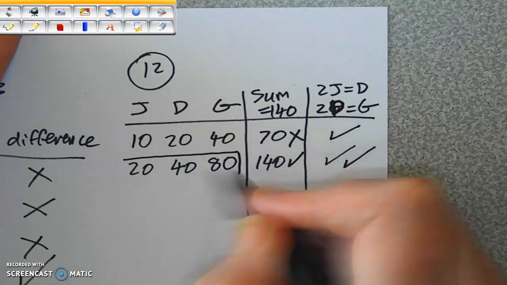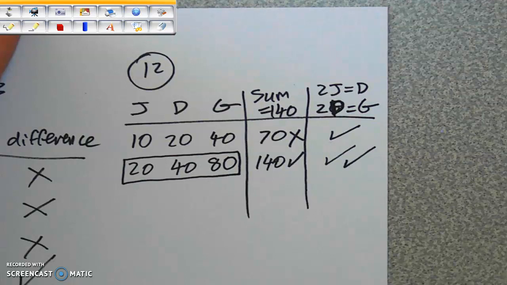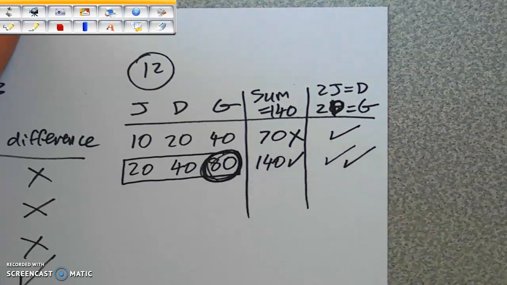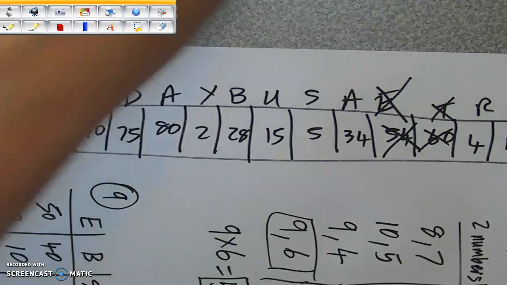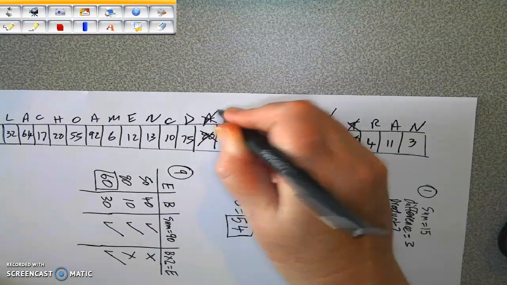These are the numbers. Now go back to the question, which is number 12. How old is Gramps? He is 80. Gramps is 80. So come back to your chart. I'm going to just zoom out a little bit. And we're looking for 80. There we go. And cross it out.